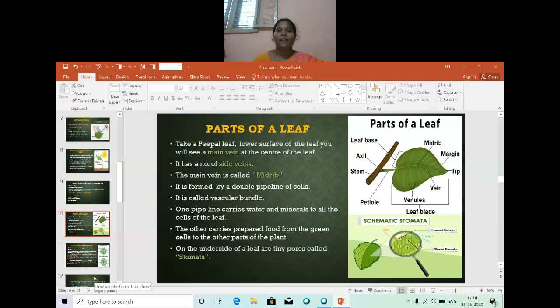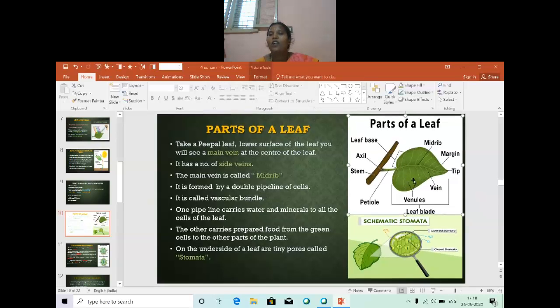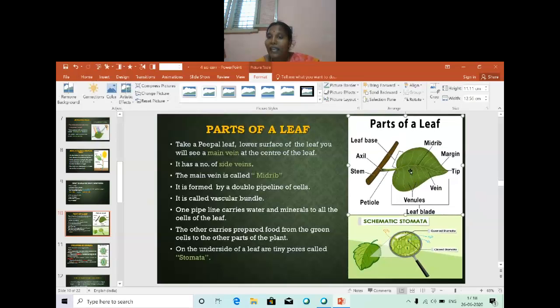Listen, parts of a leaf. See, parts of a leaf. You can see the picture, no? This is the leaf. In this leaf, the center line is called the midrib. This midrib again has some sideways, which are called the veins. The veins again divide into some parts, which are called the venules. The last point of the leaf is called the tip. Tip means the ending point.